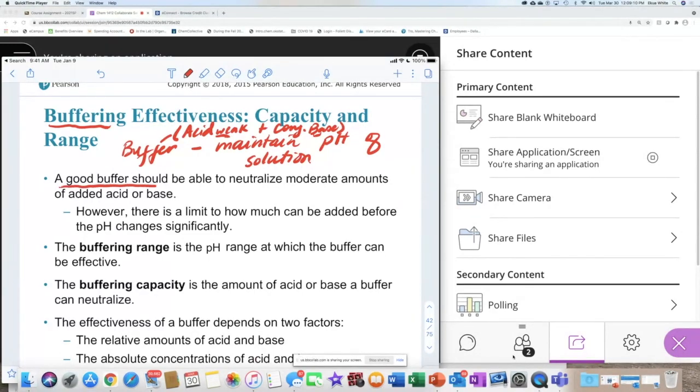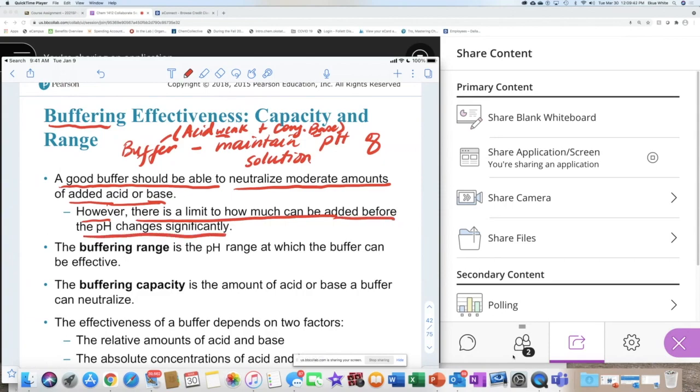We're told a good buffer should be able to neutralize moderate amounts of added acid or base. If your buffer is not able to do the minimum, it's not a good buffer. You can't brag about being a good buffer designer. You're just not. Okay. However, we're being told there's a limit to how much can be added. When they're saying how much can be added, they mean there's a limit to how much acid or base can be added before the pH changes significantly.